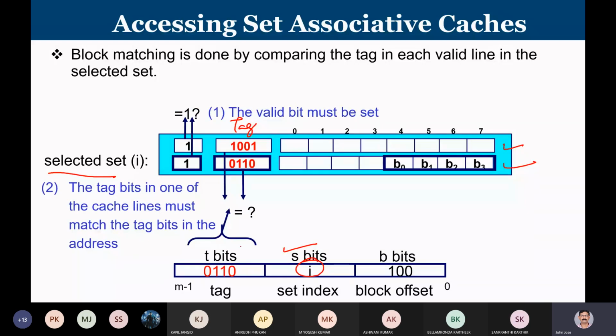So here it is 0110. This is 1001. That's not matching. This is 001. Yes, this is a match. So this is my hit. The first line and second line. Second line is a hit.